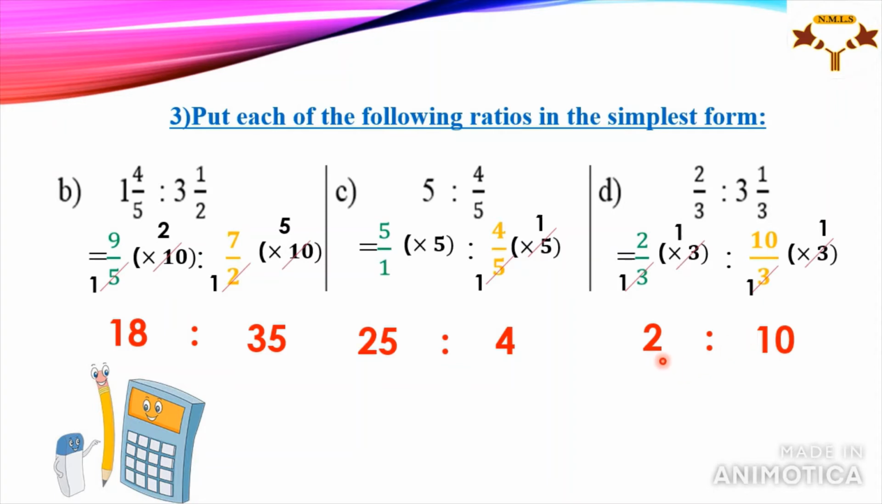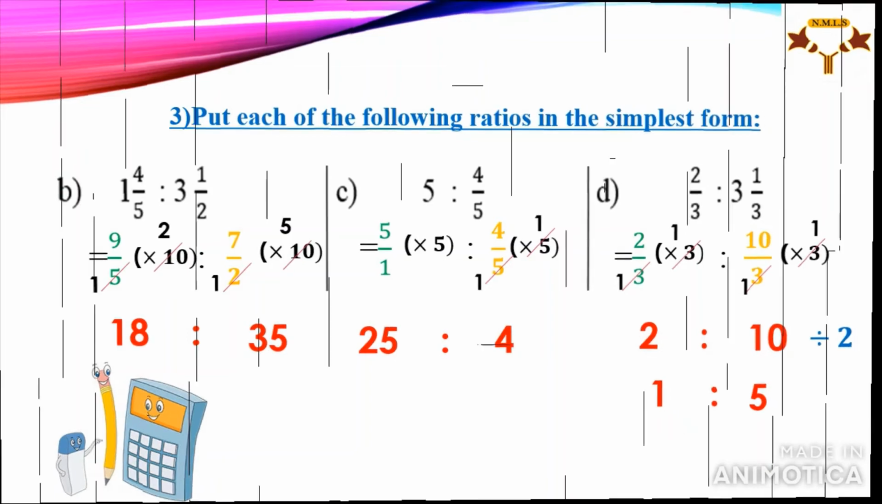2 to 10, is it in simplest form? No, it is not. Both of them are divisible by 2. 2 divided by 2 equals 1, and 10 divided by 2 equals 5. Now 1 to 5 is in simplest form. When you find that one of the terms is 1, be sure that the ratio is in its simplest form.